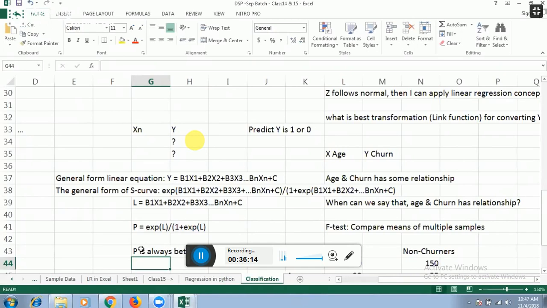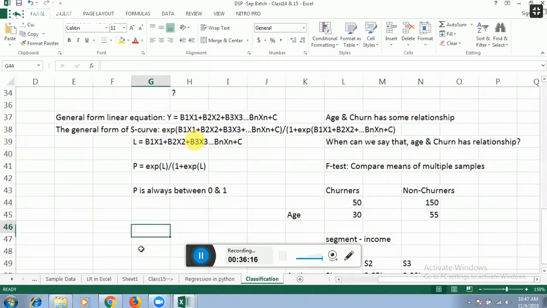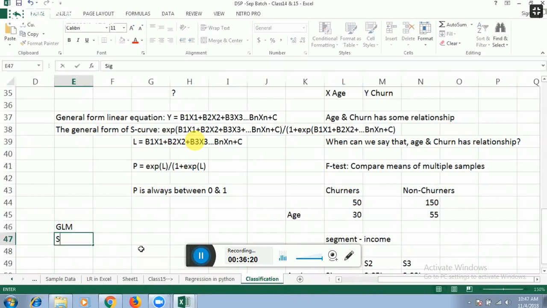So there are two concepts I discussed now. One is the GLM concept. One is the sigmoid curve concept. If there is a relationship between a categorical variable and a continuous variable, how can we establish the relationship? With the help of a sigmoid curve, because that can be a best fit line instead of a linear line. Correct? Okay, cool.